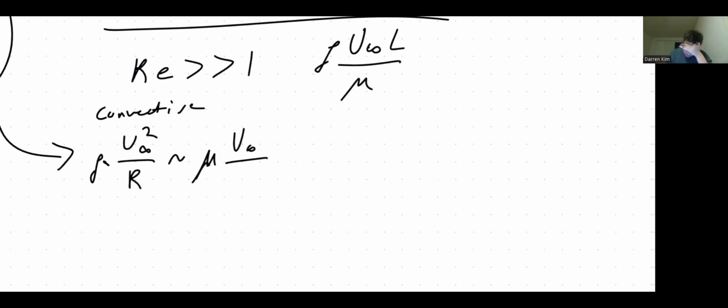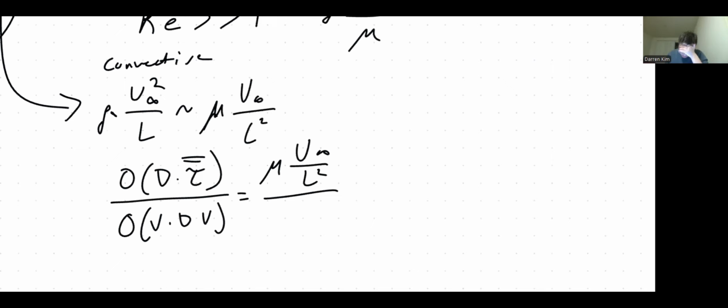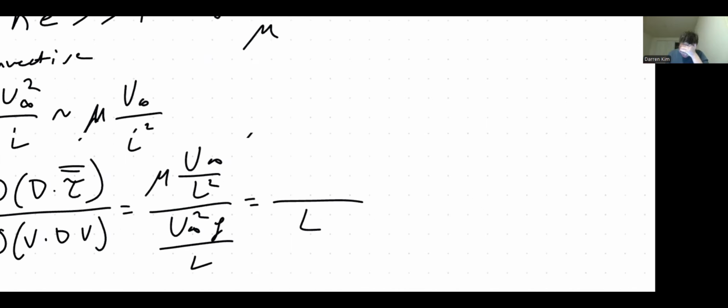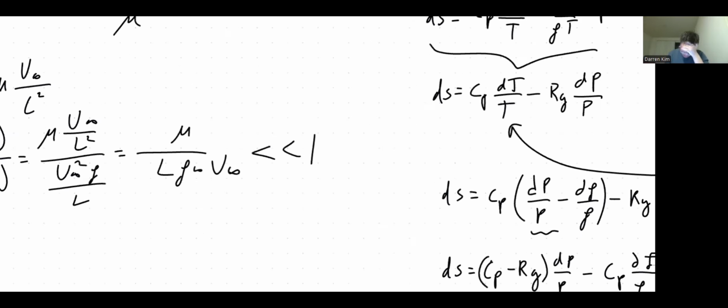Okay, how do I get this? This shows you the ratio of v dot tau to v dot gradient v. The top is mu U infinity over L squared, divided by U infinity squared density over L. The L's cancel, and flipping it, L goes on the bottom, density infinity and U go on the bottom, and mu goes on top. This is much smaller than 1, because it's reversed, for Euler's condition. So v dot gradient v plus dv/dt stays, but we can neglect all the other terms.